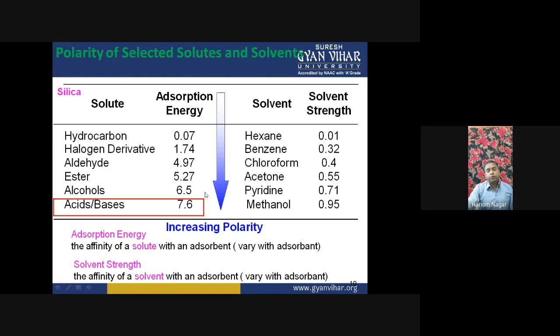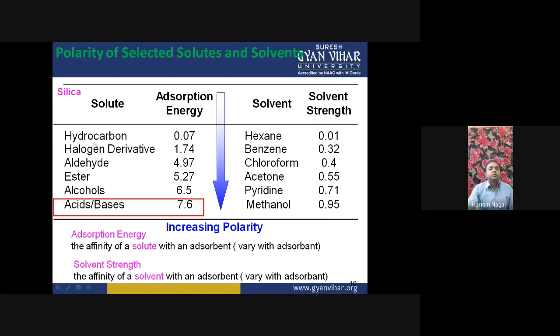Now, this is the polarity table of the selected solutes and solvents. If you talk about the solute, solute means the components of the mixture which have to be separated. If the solute is a hydrocarbon, the adsorption energy is very low, 0.07, because their polarity is very low. More polar solutes will adsorb for more time, or we can say with more adsorption energy. Or we can say more polar solutes have more adsorption energy.